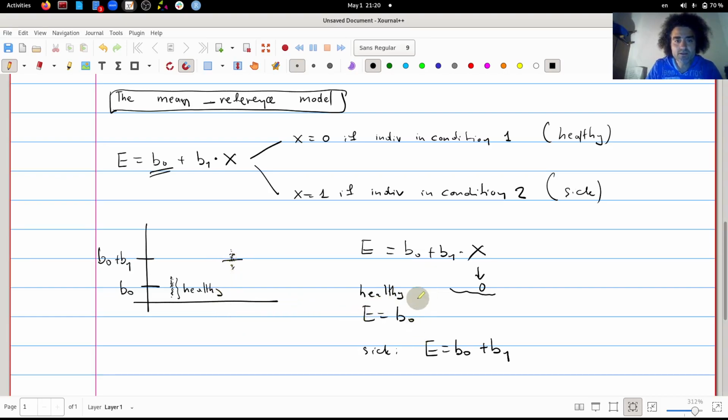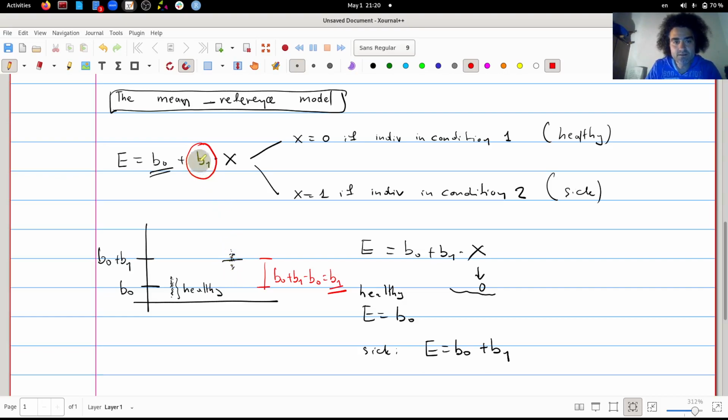Now this way is interesting for us and very helpful because the difference from this level to this level is exactly B0 plus B1 minus B0, which is B1. So if we estimate this value B1, and if this value is statistically different than 0, then the healthy individuals are different than the sick individuals regarding the expression level. Statistically different.